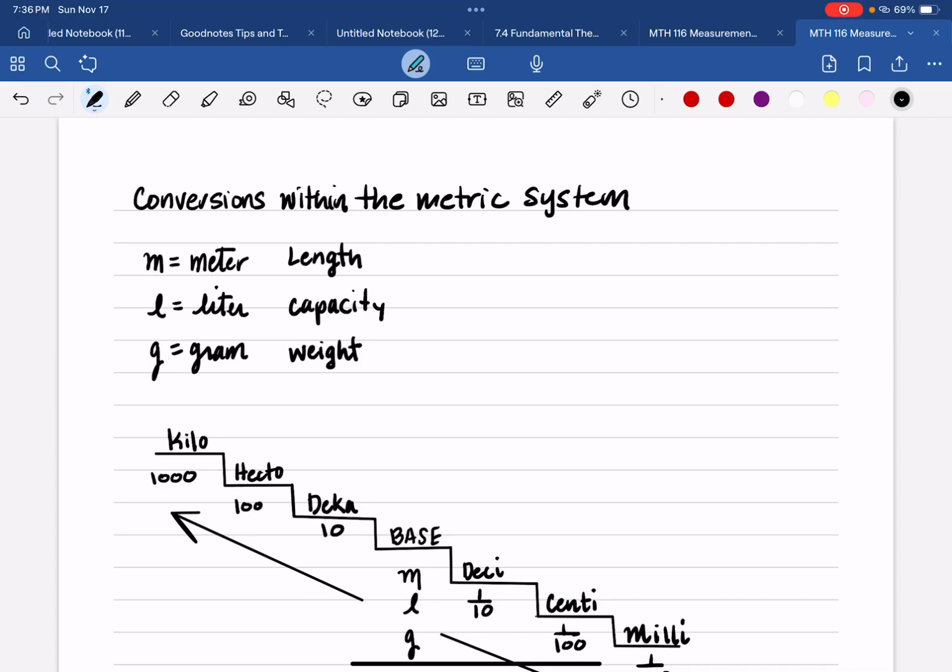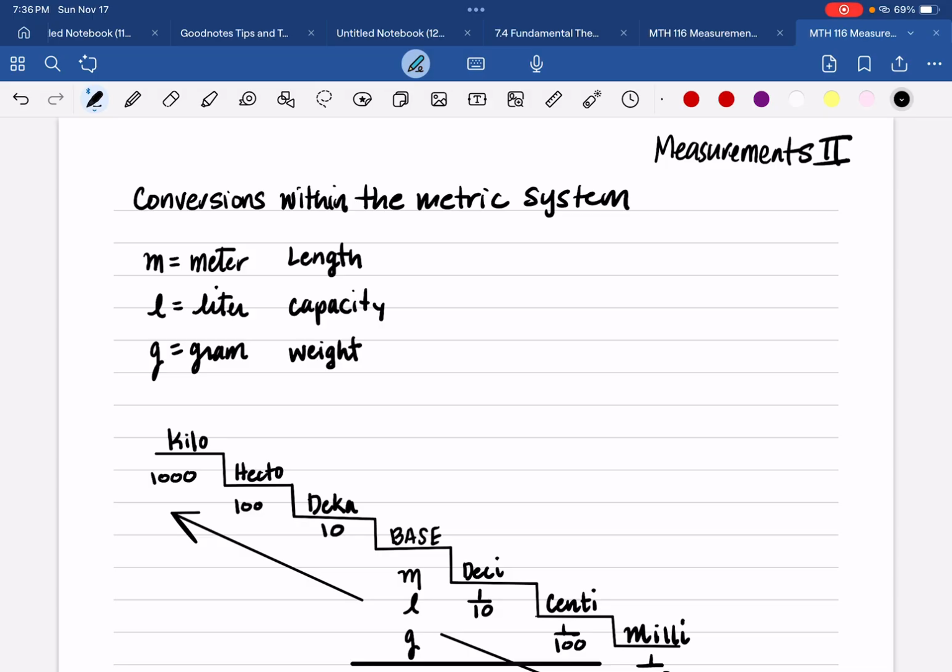In this video, we're going to talk about conversions within the metric system. So these go with the assignment called Measurements 2. Now, when we're in the metric system, we're going to be using meters for length with abbreviation M, liters for capacity, abbreviation L, grams for weight, abbreviation G.